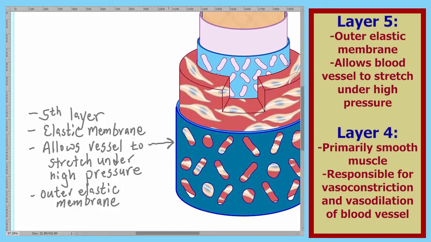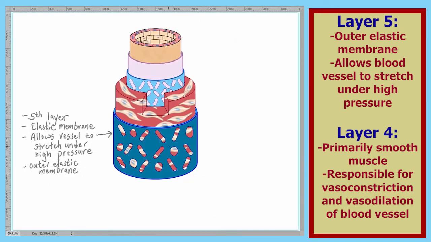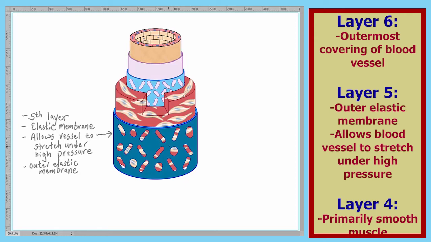Shown here is our fifth layer. This is an outer elastic membrane. It allows the blood vessel to stretch under high pressure, just as layer 3 does. The sixth layer is the outermost covering of the blood vessel.